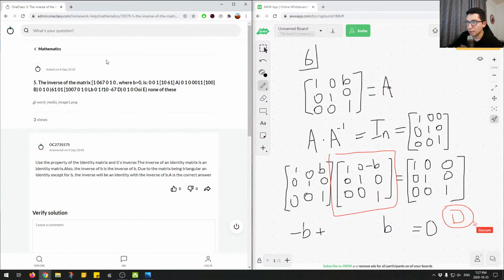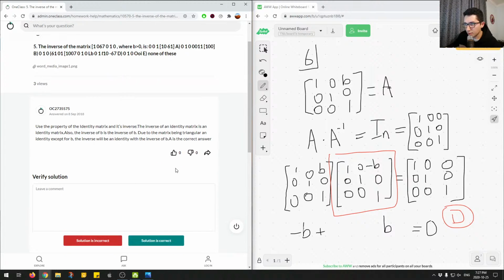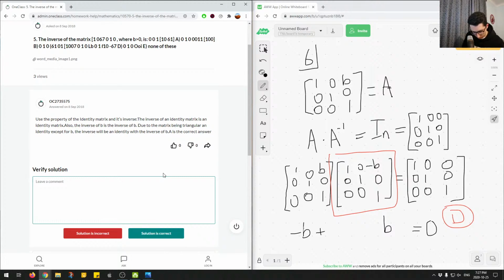So looking back at the solution here, they selected the incorrect answer. Incorrect answer, solution is incomplete. Correct answer is D. And mark this as incorrect.